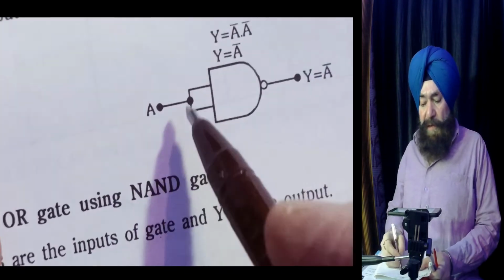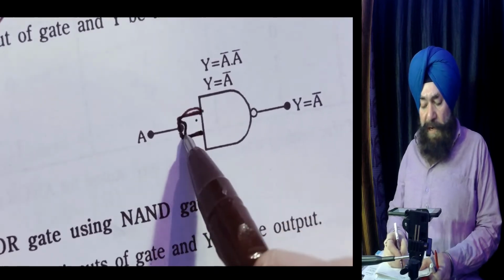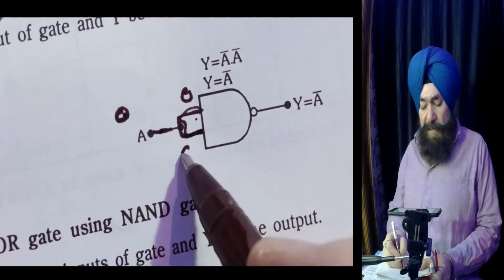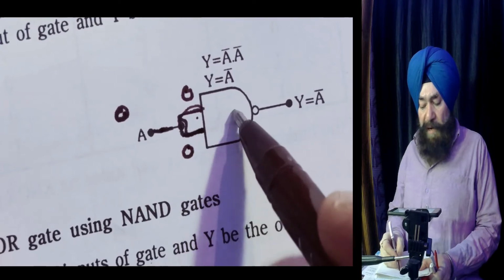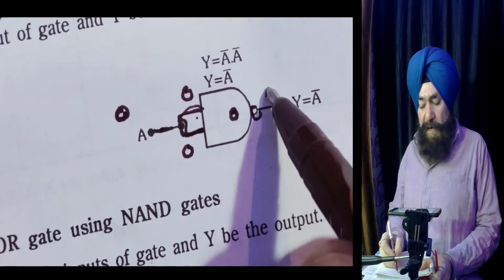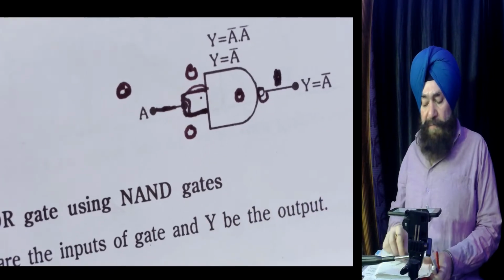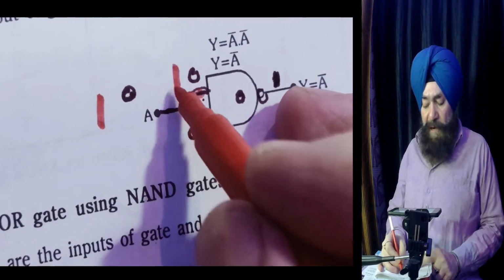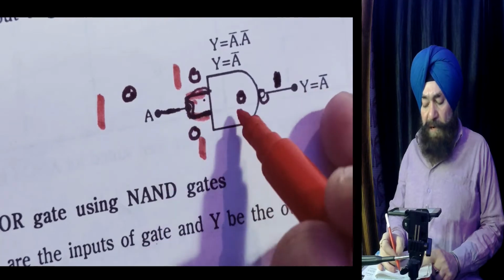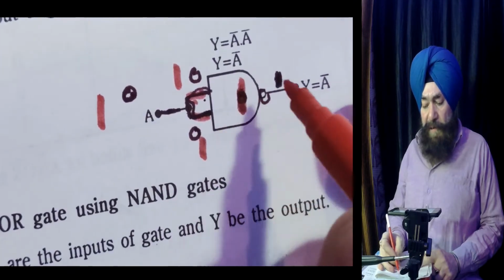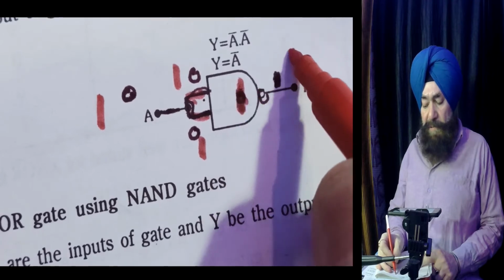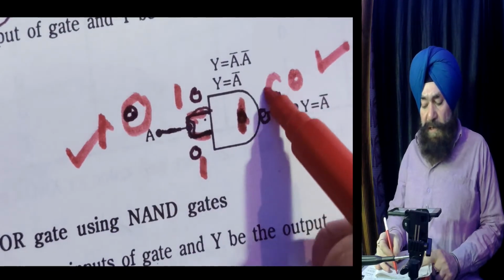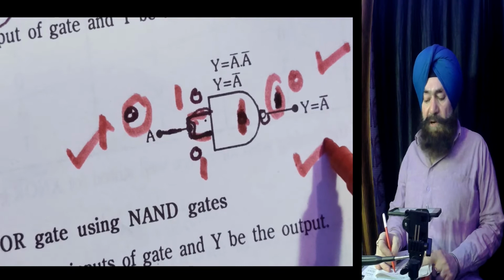Yes. Like here, if both the inputs are connected together, and you are giving 0, that means this line is 0, this line is 0. This AND gives 0. This is NOT gate, it turns it into 1. Now second, if you give 1 here, this line will be 1, this line will be 1. 1, 1, AND gives 1. And this is NOT, it turns it to 0. So 1 turns to 0, 0 turns to 1. So this is NOT gate.